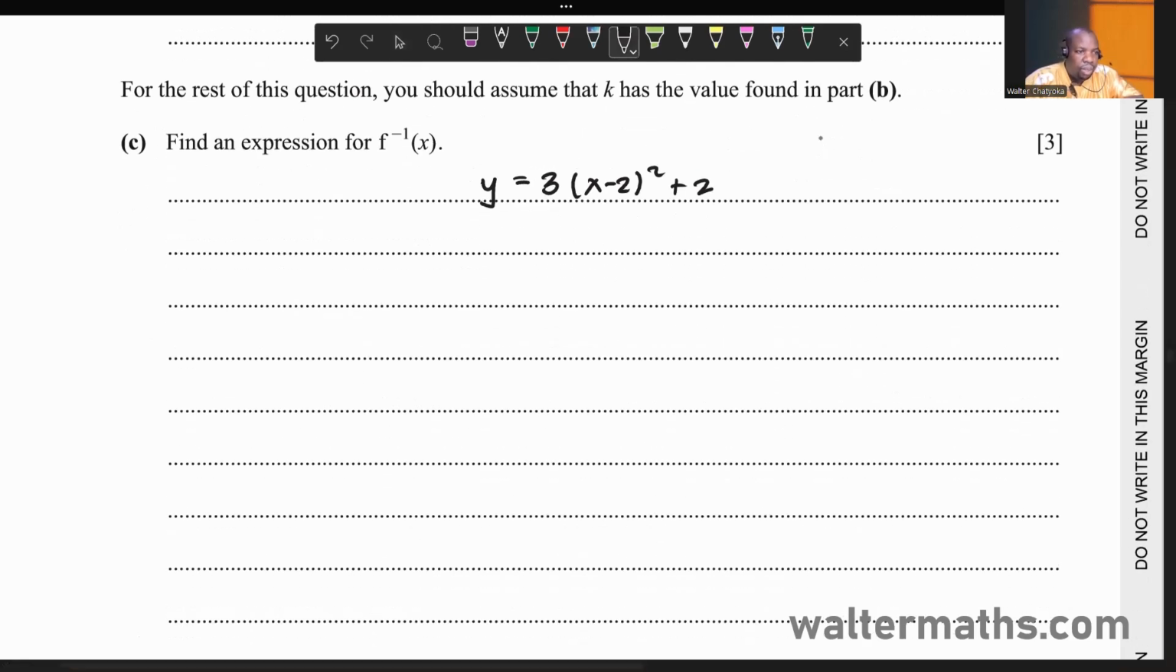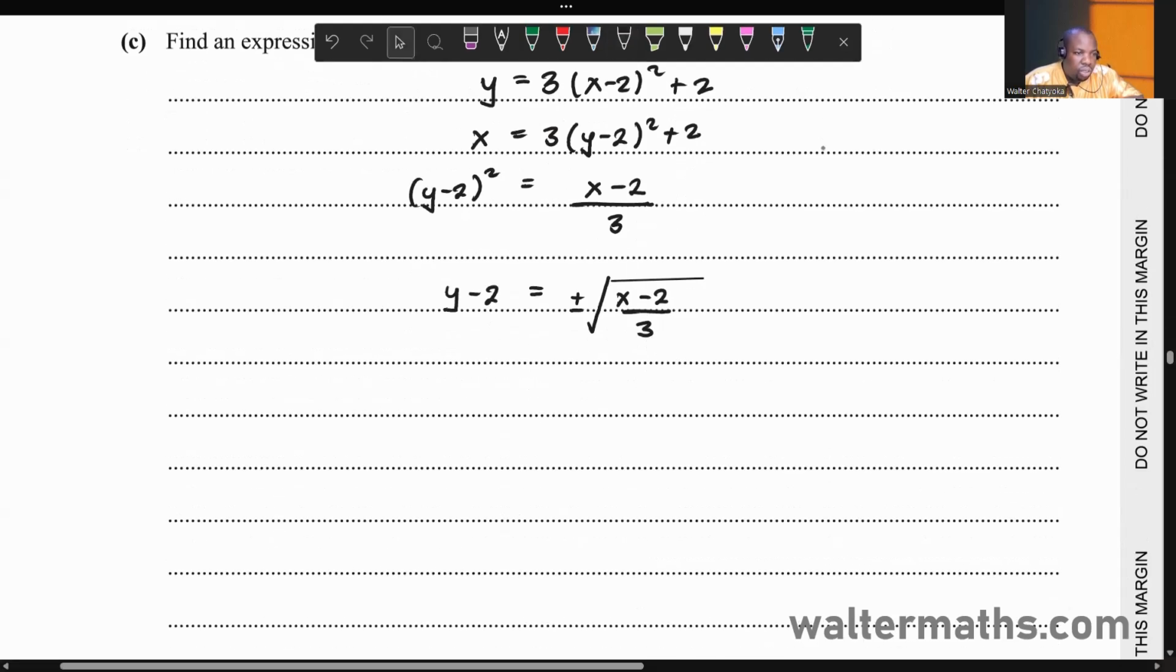But in the completed square form. So basically, I'll interchange the variables. So it's x is equal to 3(y minus 2) squared plus 2. Then (y minus 2) squared is equal to (x minus 2) all over 3. So y minus 2 is equal to plus or minus the square root of (x minus 2) all over 3. So y is equal to 2 plus or minus the square root of (x minus 2) over 3.